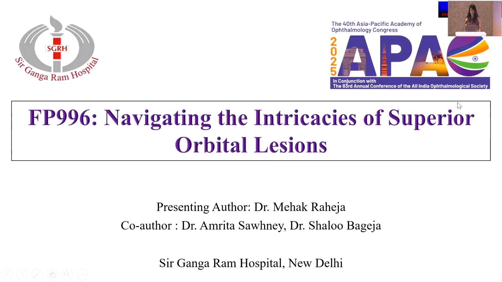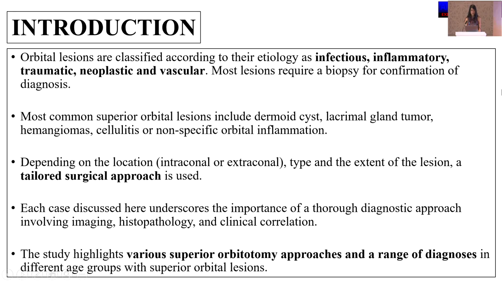Good evening, everyone. I'm here to talk about navigating the intricacies of superior orbital lesions. Orbital lesions can be infectious, inflammatory, traumatic, neoplastic or vascular, and the most common superior orbital lesions include dermoid cyst, lacrimal gland tumor, hemangiomas, cellulitis, or non-specific orbital inflammations. This study highlights the various superior orbitotomy approaches and a range of diagnoses in different age groups.